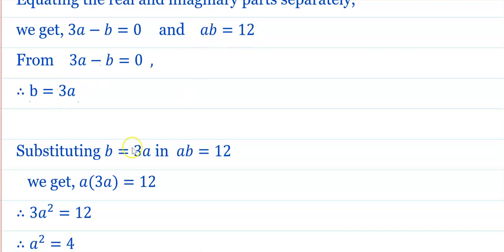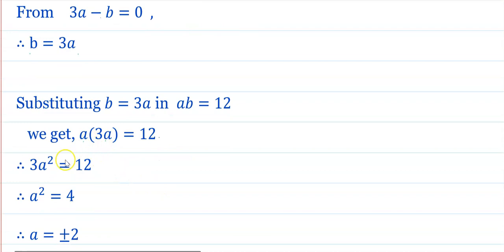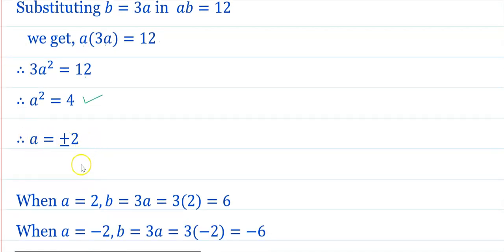a into b is equals to 12. a into 3a is equals to 12. And here simplify. What will you get? 3a square is equals to 12. Equally divide, 12 upon 3, you are getting 4. Take the square root on both sides. Then you are getting a is equals to plus or minus 2.